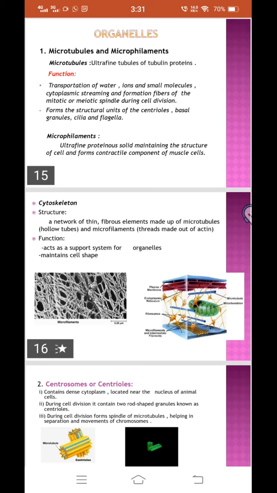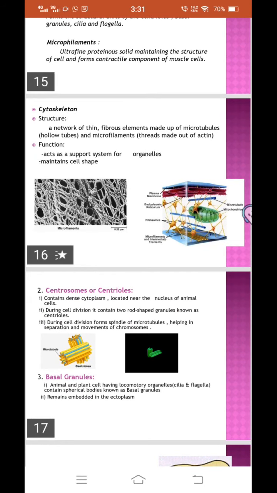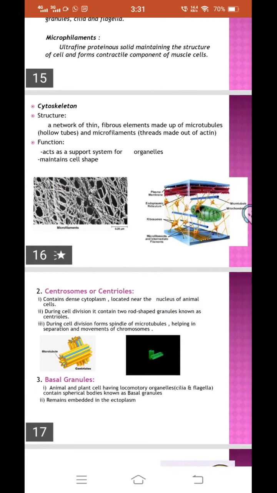Next we have the microfilament. Now these microfilaments are also the ultra fine proteinous solids which maintain the structure of the cell. So these microtubules and microfilaments are used for maintaining the structure of the cell. जो small empty space होती है, that empty space is microtubules and microfilaments. ठीक है, and these microfilaments also form the component of the muscle cells, contractile components of the muscle cells. ठीक है, हमारी बॉडी में मसल्स प्रेजेंट होती है. So उन मसल सेल्स के contractile components किससे बने होते हैं? They are made up of microfilaments.